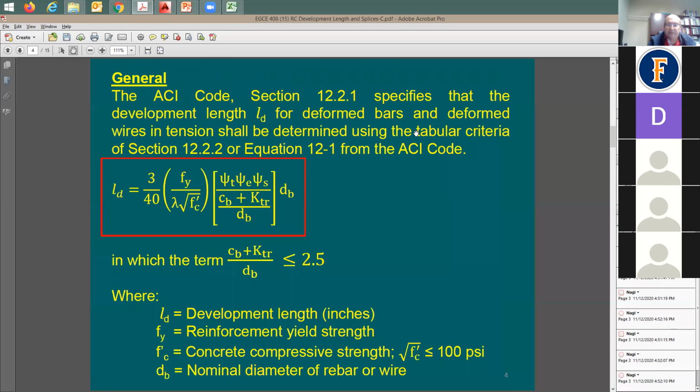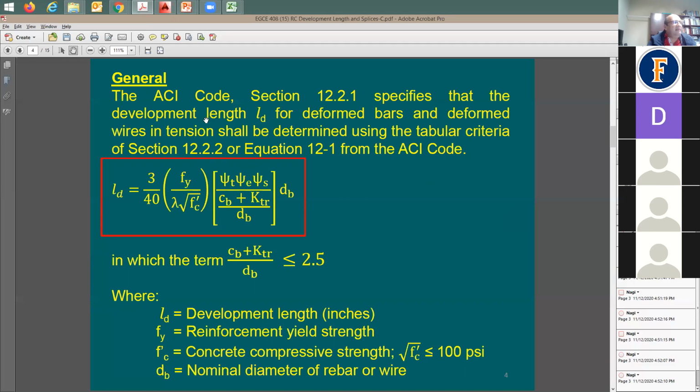The ACI code here gives you an equation. It looks complicated, isn't it? It's a very simple equation. Extremely simple. You have just a bunch of factors and you need to go through them, find these factors from some given tables, and that's it. And with that, you're done.